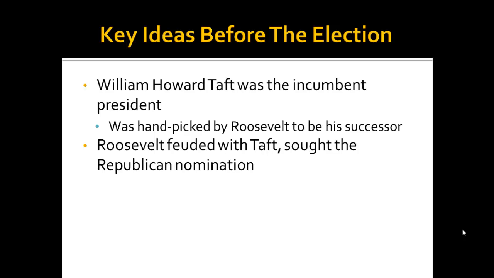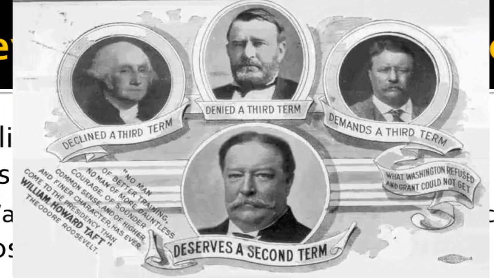So Roosevelt wants to run for a third term, and he's going to seek the Republican nomination. However, the Republicans chose Taft. The Republicans actually told Roosevelt, if you let Taft run in 1912, we will renominate you in 1916, but he wanted none of that. So here's a picture kind of mocking Teddy Roosevelt.